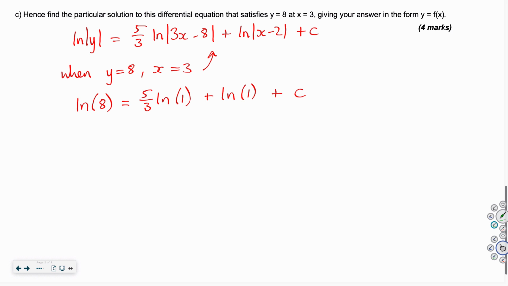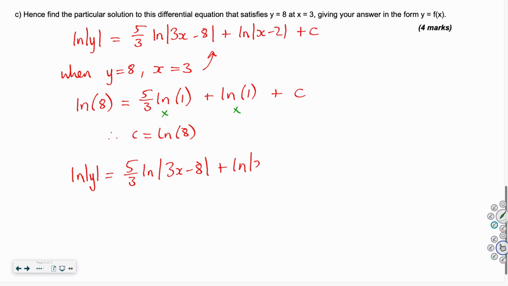And then plus c. Right, when we get the natural log of 1, we know that that's 0. So this is going to cancel. And this is going to cancel. So therefore, we can say c is equal to the natural log of 8. So now let's go and put that back into the original thing that we started this question with, which was our answer for part B. So putting that in, we're going to get the natural log of the modulus of y plus 5 over 3 natural log of the modulus 3x minus 8 plus the natural log of x minus 2, and again that's modulus, plus the natural log of 8.